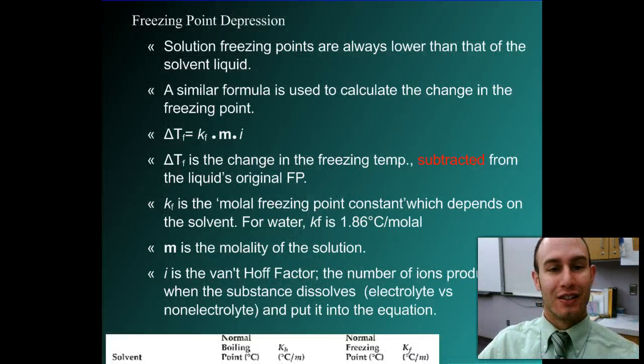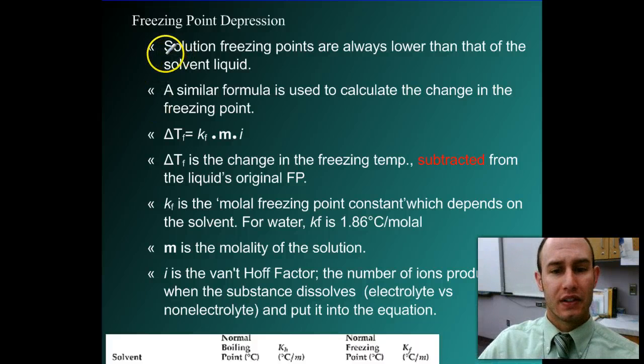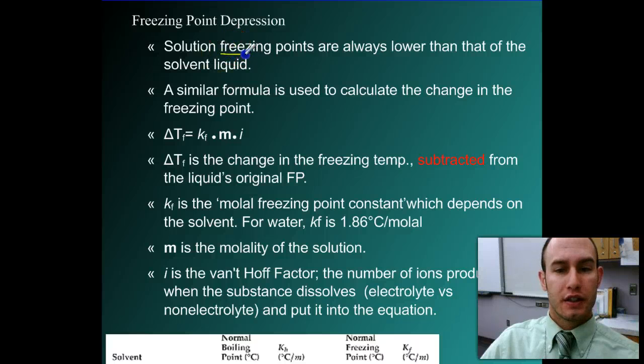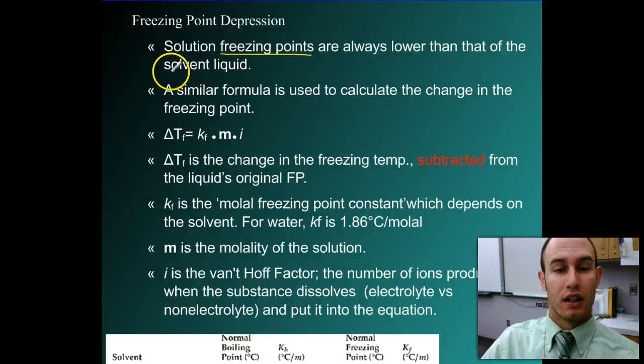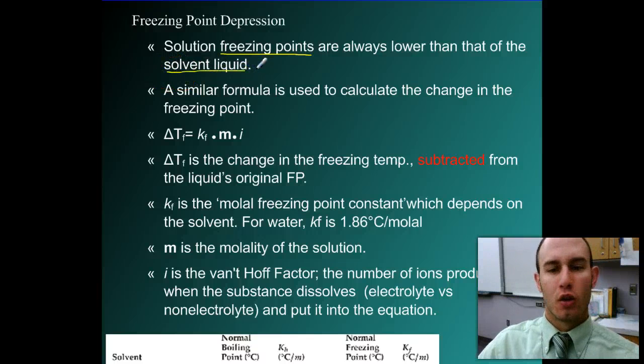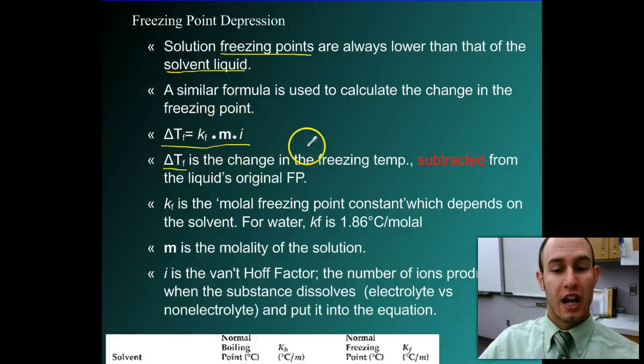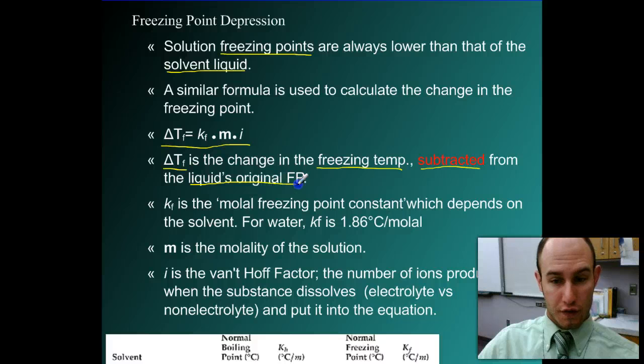So let's go ahead and look at then freezing point depression and what that is. The solution freezing points are always lower than that of the solvent liquid. So that's important to remember. We made note of that before. We use a similar equation to calculate the freezing point here, and it's delta TF equals KF times m times i, where delta TF is the change in the freezing temperature, which is always subtracted from the liquid's original freezing point.